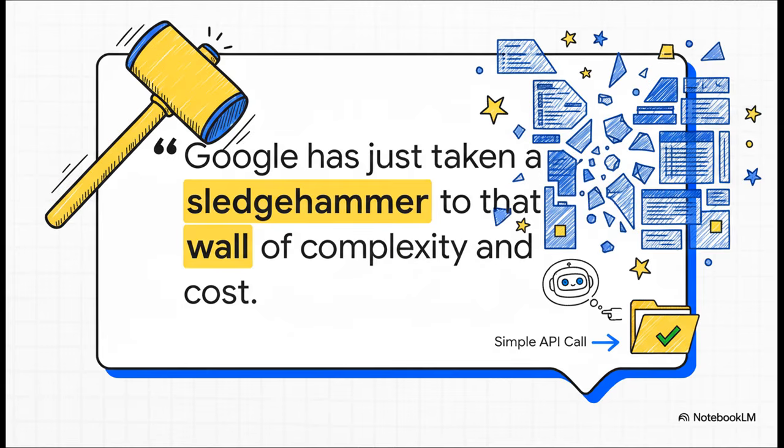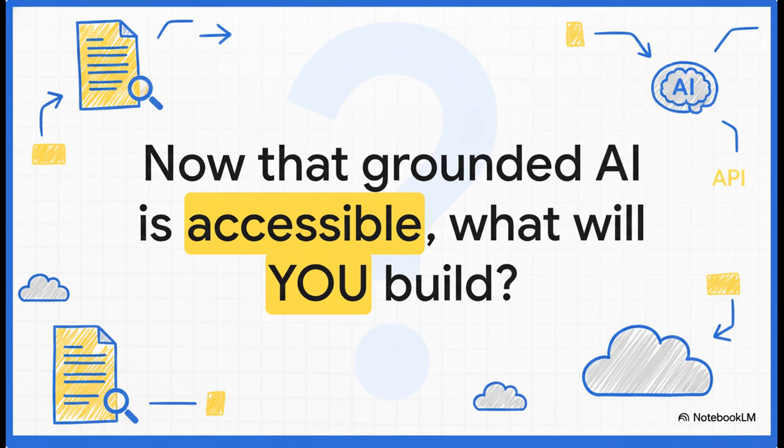For years, the incredible power to build an AI that truly understands your private world, your data, it was locked behind this huge, intimidating wall of complexity and cost. With file search, Google has just taken a sledgehammer to that wall. So the whole conversation has changed. The question is no longer how in the world do we build this? That problem has just been solved. The question now shifts to you. Now that you can create an expert AI on any topic imaginable, from your company's entire knowledge base to a vast library of scientific research, and you can do it in a single afternoon, what will you build?